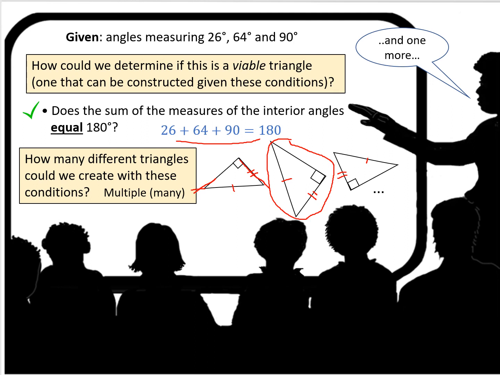These would be similar triangles. And we don't want to leave this out, that this length would be proportional to this length, which would be proportional to this length. So as long as those conditions are met, then you have similar triangles. You could have quite a few triangles that meet the condition of 26 degrees, 64 degrees, and 90 degrees. You're just changing the length of the sides, and they are in proportion to one another. That's important to remember.